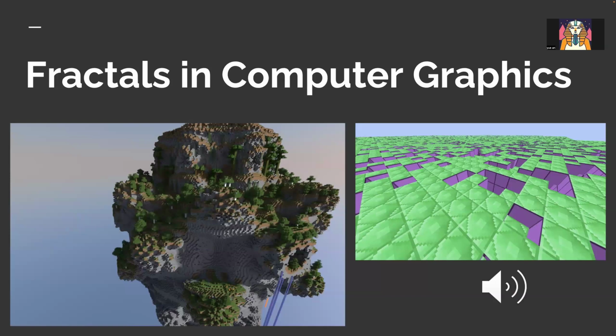In computer graphics, fractals are used to generate realistic landscapes, clouds, and procedural textures. Many video games use fractals to create infinite terrain with limited memory, like in Minecraft. Fractals exist everywhere, from microscopic cells to the largest cosmic structures. Could the universe itself be a fractal? Some physicists believe the distribution of galaxies may follow fractal patterns.